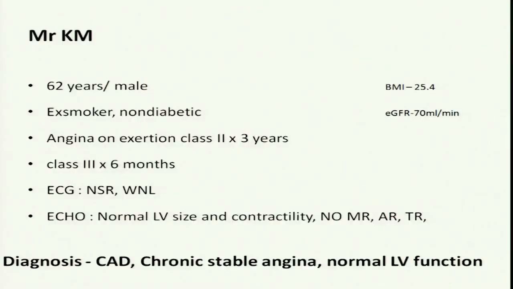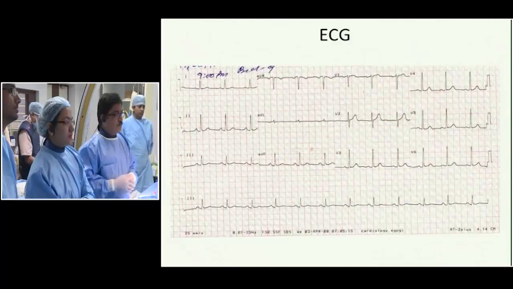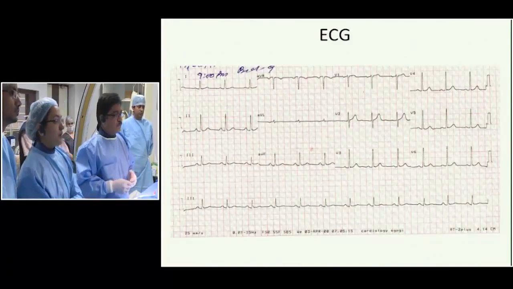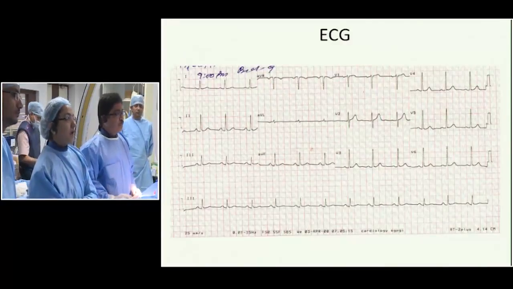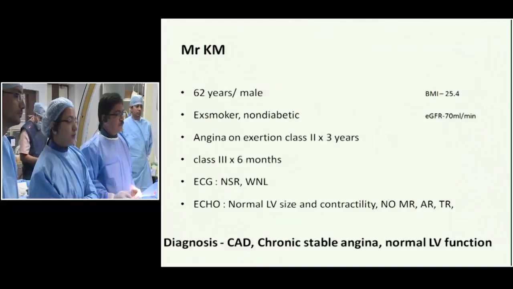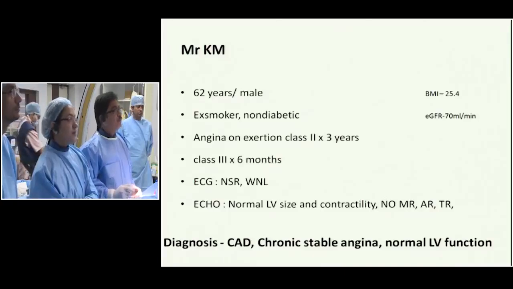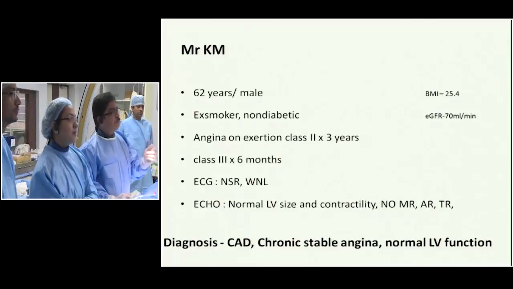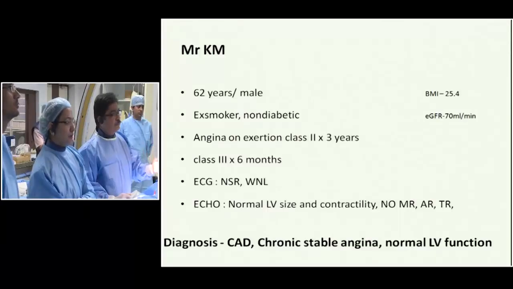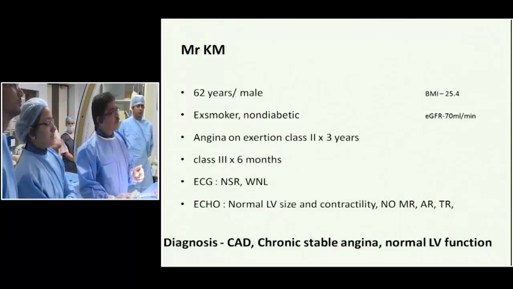Good morning, everyone. We are dealing with a 62-year-old patient, an ex-smoker, who presented with class 2 angina for the past 3 years with increased symptoms for the past 6 months. His ECG showed normal sinus rhythm with normal axis and normal QRS morphology, and his echo showed normal LV size with normal contractility and no regional wall motion abnormality. With the diagnosis of chronic stable angina, despite optimized medical treatment he continued with symptoms, and we took him for angiogram.